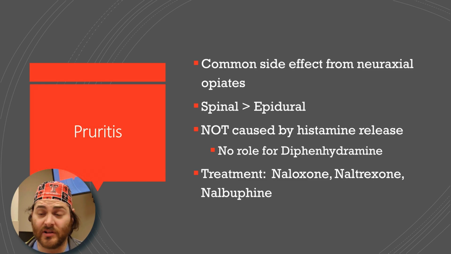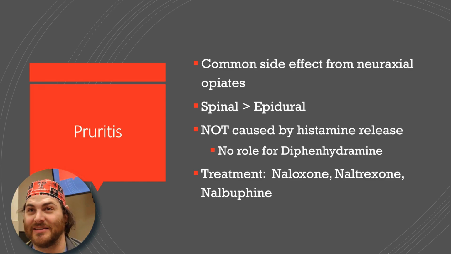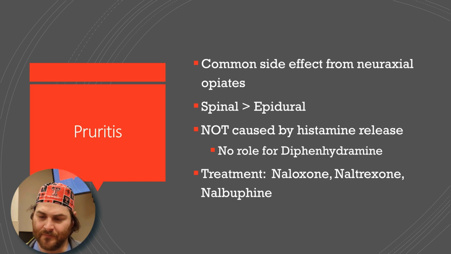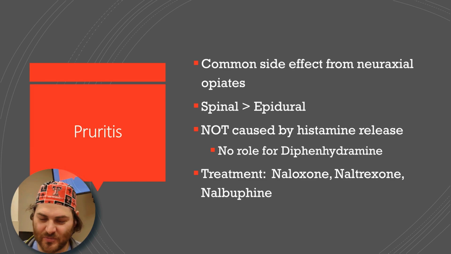You can give Benadryl. Some patients say they feel better. They're liars. It's a placebo thing because that's been studied and that's not fixing the issue. The issue is actually the opiate mu receptor. And there's been a lot of research as to what drug we can use to make itching better but still keep that pain relief. And no one's figured that out yet. I think we're somehow close, but nobody's figured it out.